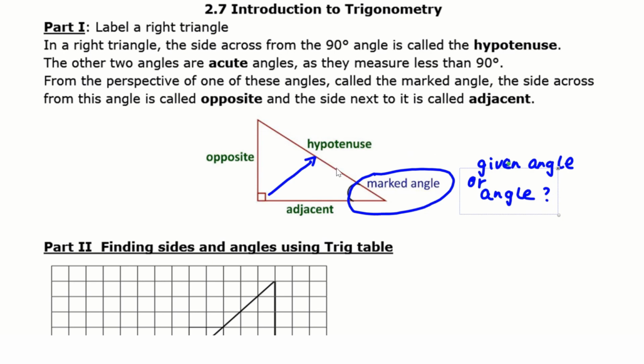Once we pick an angle, this angle has one vertex and two arms, the initial arm and the terminal arm. The two arms, the two sides, are both adjacent to the angle, but the longer side of the right angle triangle we give another name, hypotenuse. So the other side that is adjacent, except the hypotenuse, we call the adjacent side. The third side, whatever is left, we call the opposite.